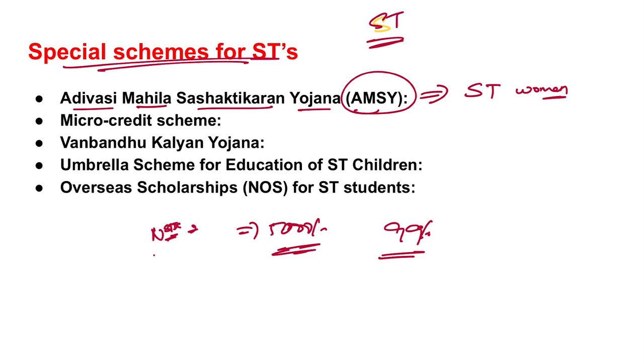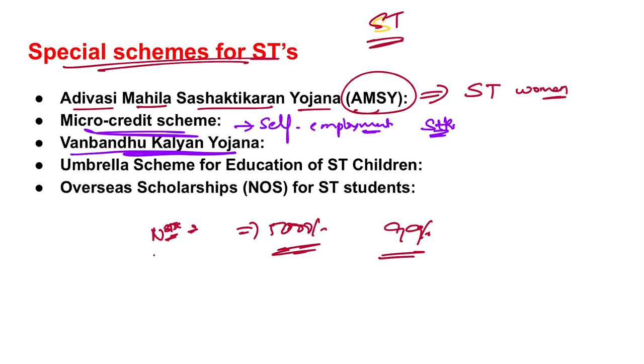Next is the microcredit scheme. It is meant to provide financial assistance for undertaking small self-employment activities by the eligible scheduled tribes through existing profit-making self-help groups. And it shall provide an eligible amount of subsidy or margin money as per their schemes for the target group.